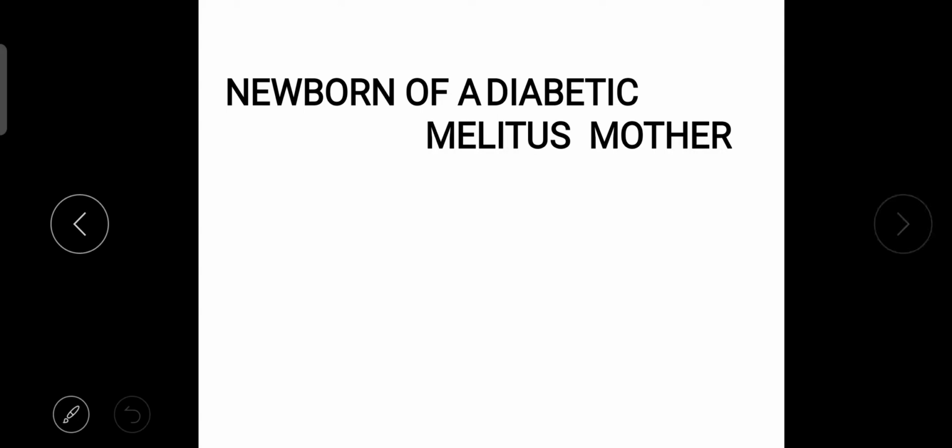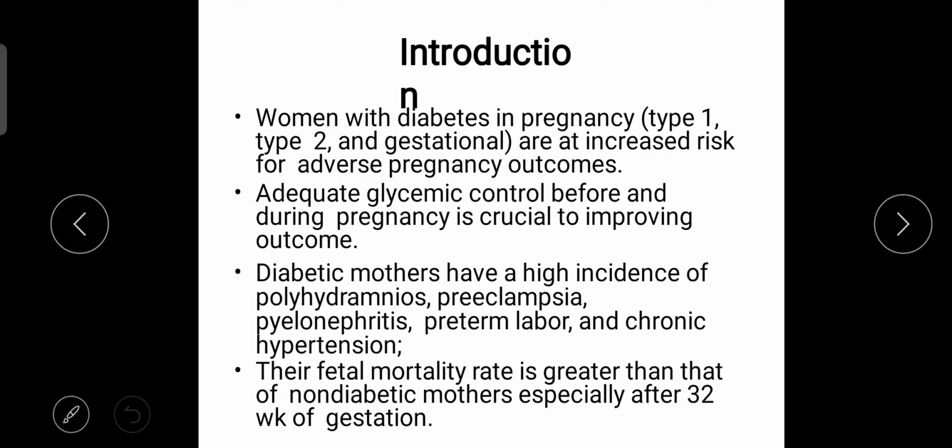So let's start. Introduction. Women with diabetes in pregnancy, type 1 or type 2 or gestational, are at increased risk for adverse pregnancy outcome. Adequate glycemic control before and during pregnancy is crucial to improving the outcome.